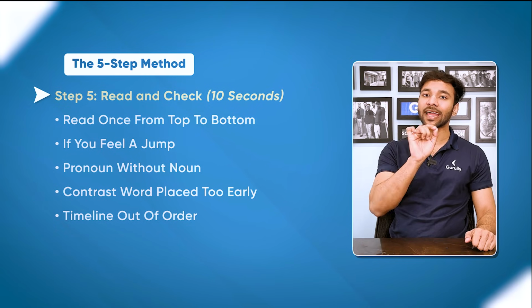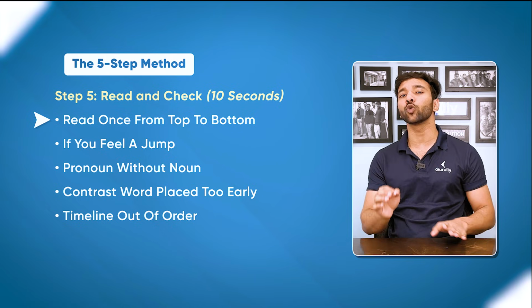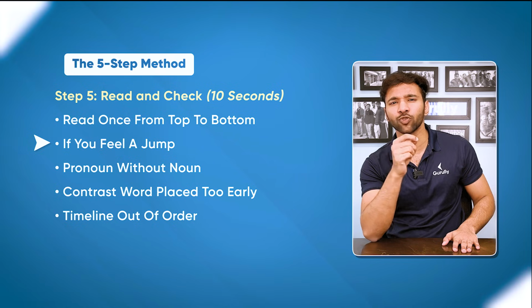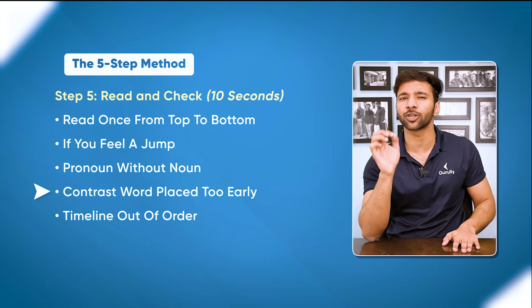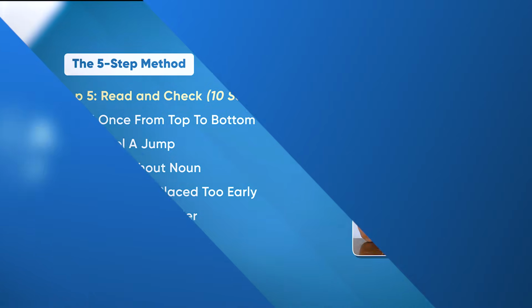Step 5. Read and check, does it read smoothly top to bottom? Once you place them, do a quick read like a normal reader. If you feel a jump, the problem is usually a missing reference, a pronoun without a noun, a contrast word placed too early, or a broken timeline. Fix that and you are done.